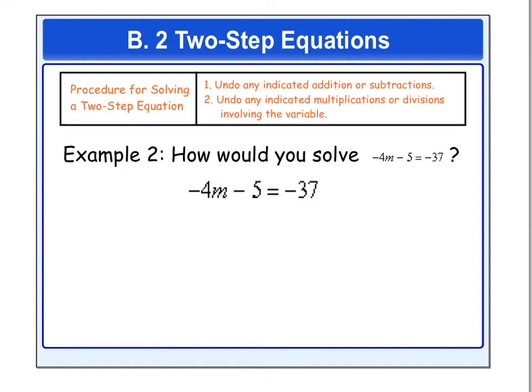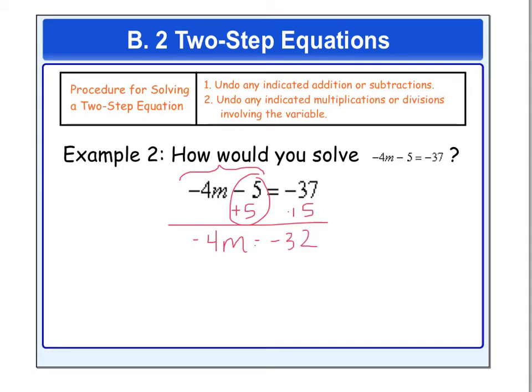So here's our next example. We are going to look at the side of the equation that has our variable, which is right here. It's directly connected to the negative 4, so we have to undo the addition and subtraction first. So I'm going to add 5 to both sides. We'll be left with negative 4m equals negative 32.